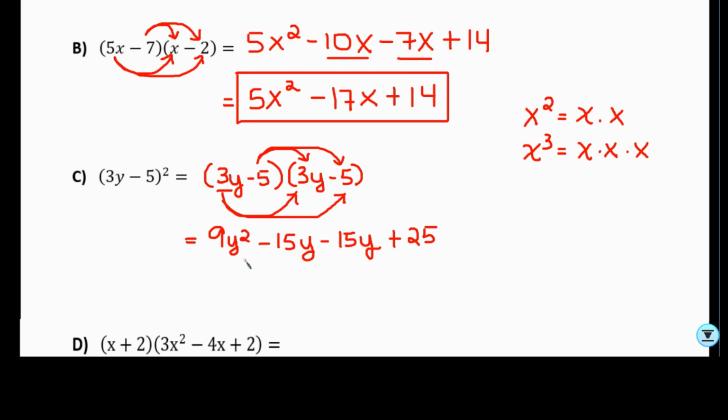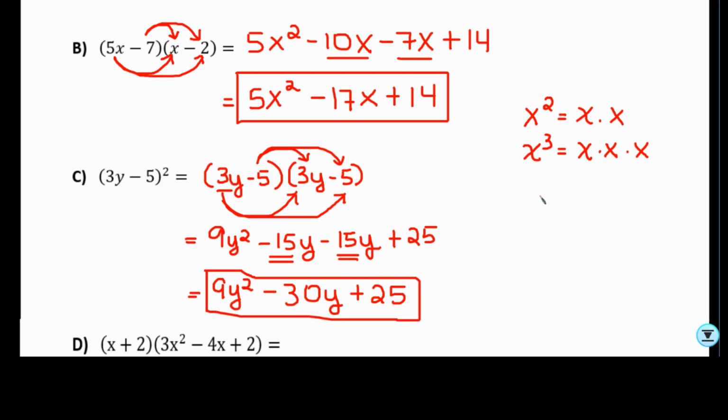Now that I eliminated the parentheses, now I'm going to combine like terms. And basically, I can combine negative 15 with negative 15, and the other terms will come down. So let's do 9y squared will come down, or bring it down. Negative 15 minus 15 gives us negative 30y. And the positive 25, there's nothing we can combine with positive 25, so we're going to bring it down. And there we go. There is our answer.